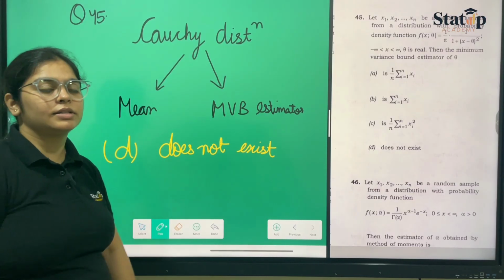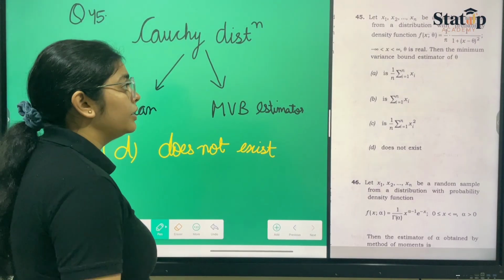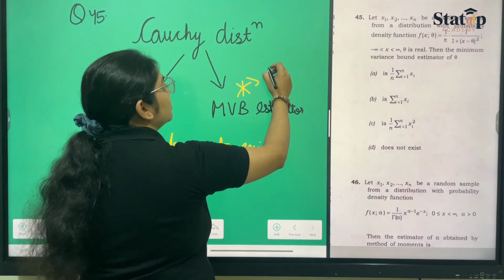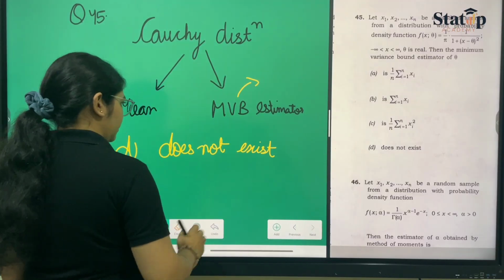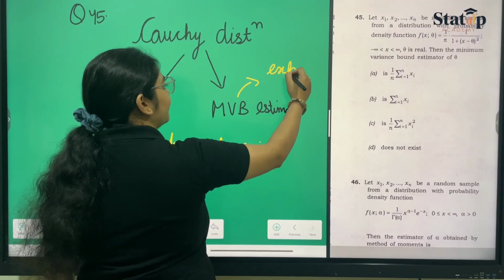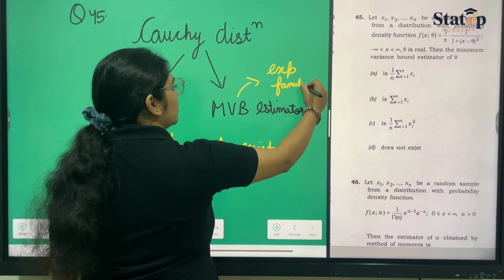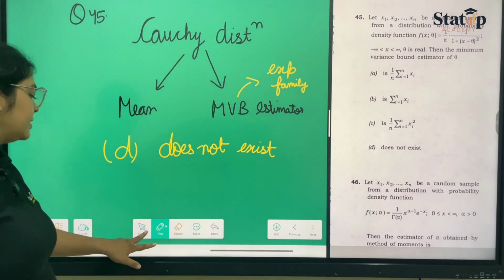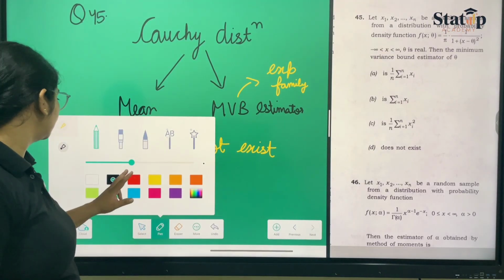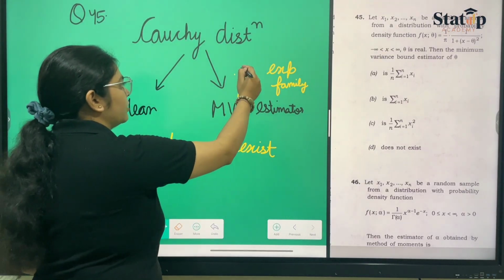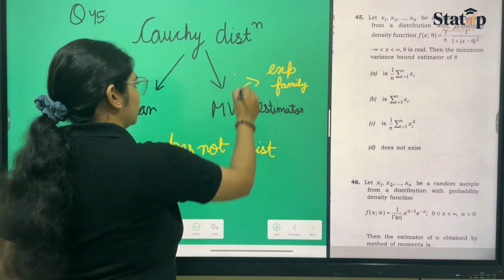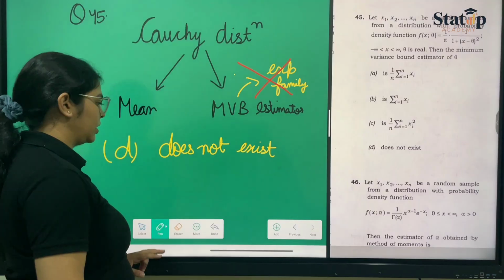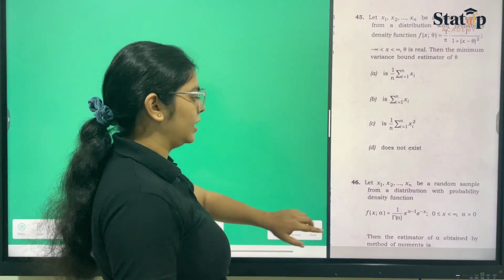Why does the minimum variance bound estimator not exist? Because the Cauchy distribution does not belong to the exponential family of distributions. If it does not belong to the exponential family of distributions, then the MVB estimator does not exist. It does not belong. Okay, I hope that it is correct. Option D is the correct option.